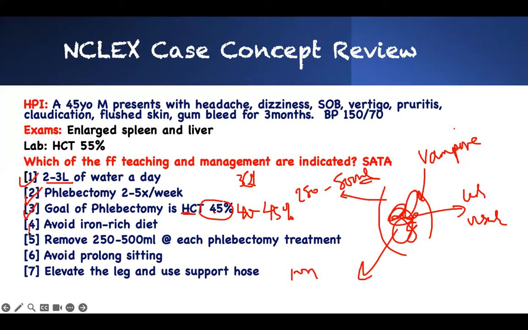They don't need it anymore, so avoid that. I already talked about it. Remove 250 to 500 each phlebotomy time. And then the treatment you teach them is like peripheral venous disease. I see the same thing. This is the same thing, peripheral venous disease.